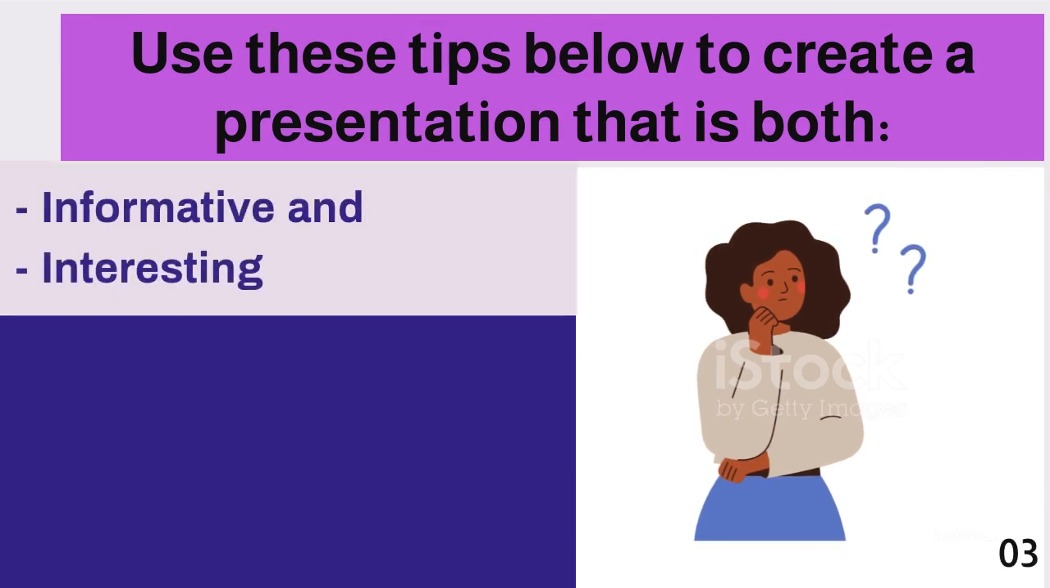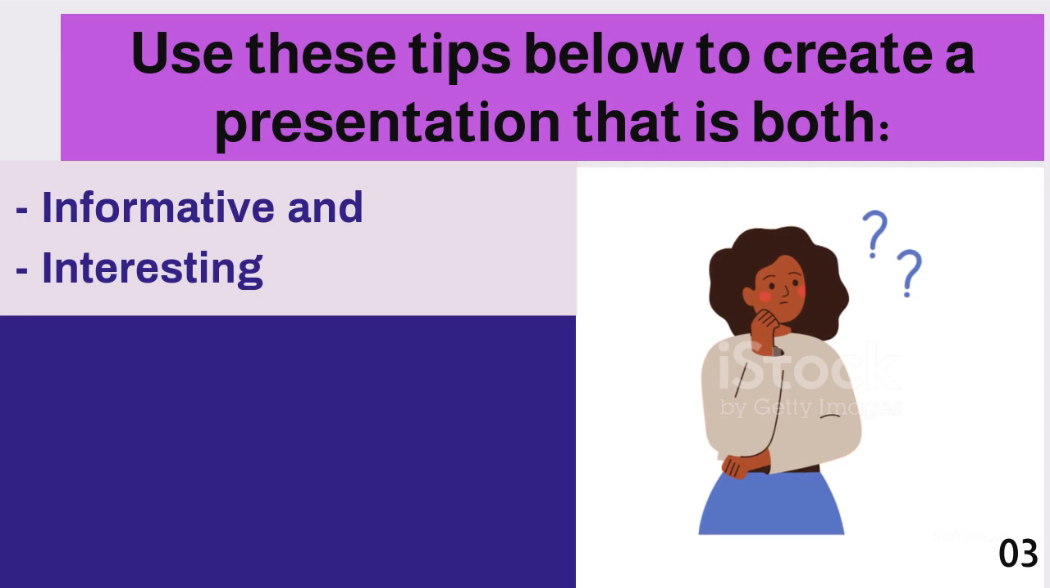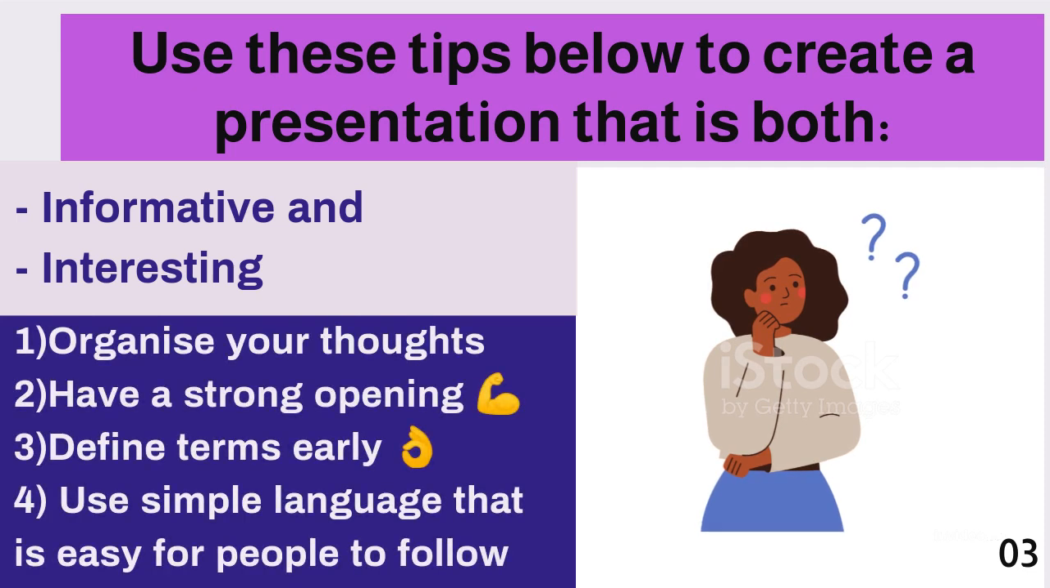The first thing is you have to organize your thoughts. How to do this is to start with an outline and develop good transitions between sections. Number two is to have a strong opening. And the question is, why should the audience listen to you? One good way to get their attention actually is to start with a question, whether or not you expect an answer. The third one is to define your terms early.